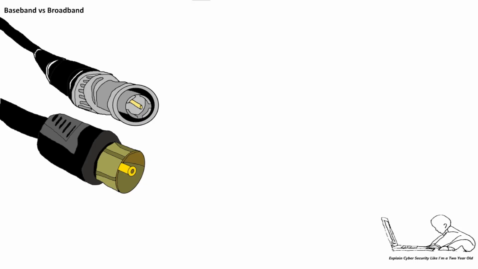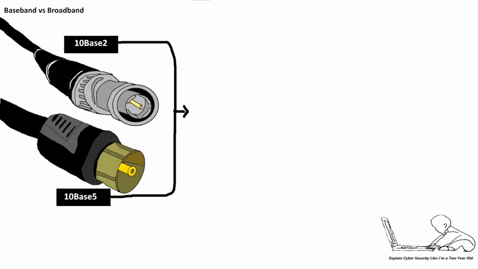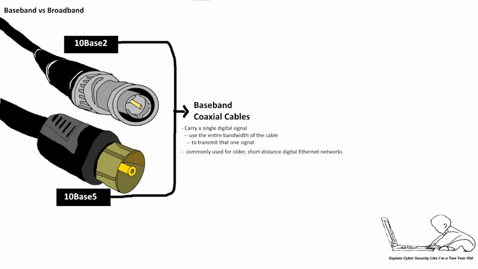Because even I had to trawl the internet in order to find out this information, which isn't really clearly explained, but I guess that's because it's history, but nonetheless it's still important, and on this channel we like to give you the full context. So to recap, the two types of baseband cables or coaxial cables explained were 10Base2 and 10Base5, and each of these cables carry a single digital signal which takes up the entire bandwidth of the cable to just transmit that one signal.